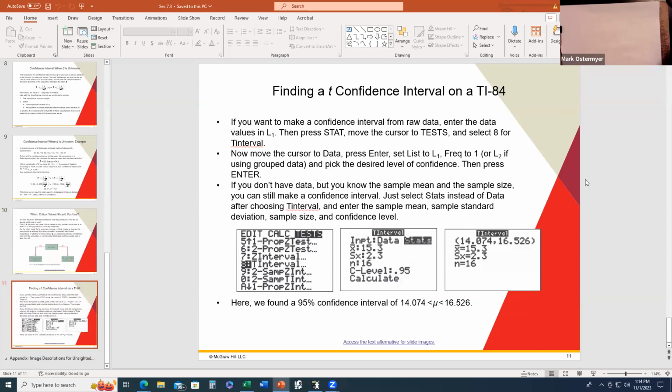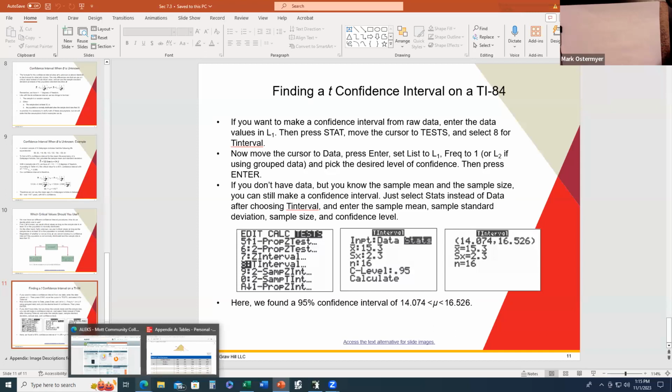This is just showing your calculator how to access the T interval function and how to populate its required argument list. Notice if we have a raw data set of sample observations, we would have selected the data feature instead of the stats feature. Okay.